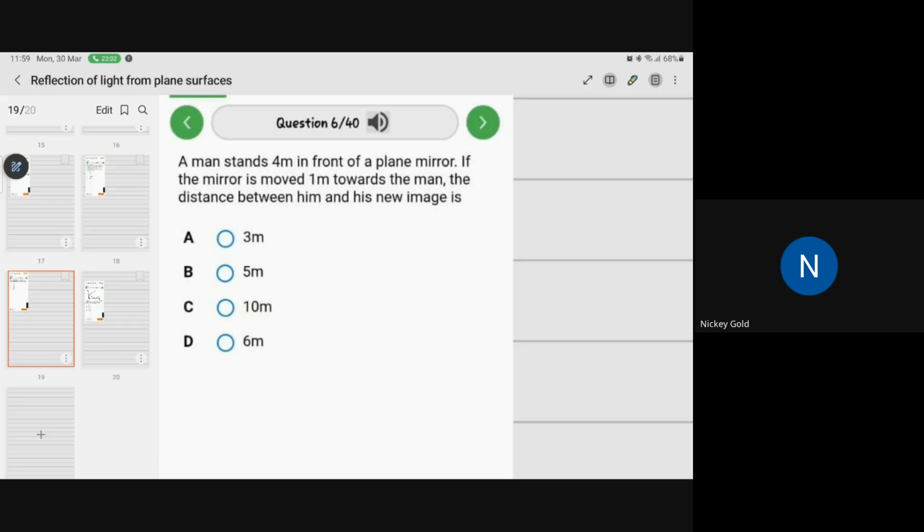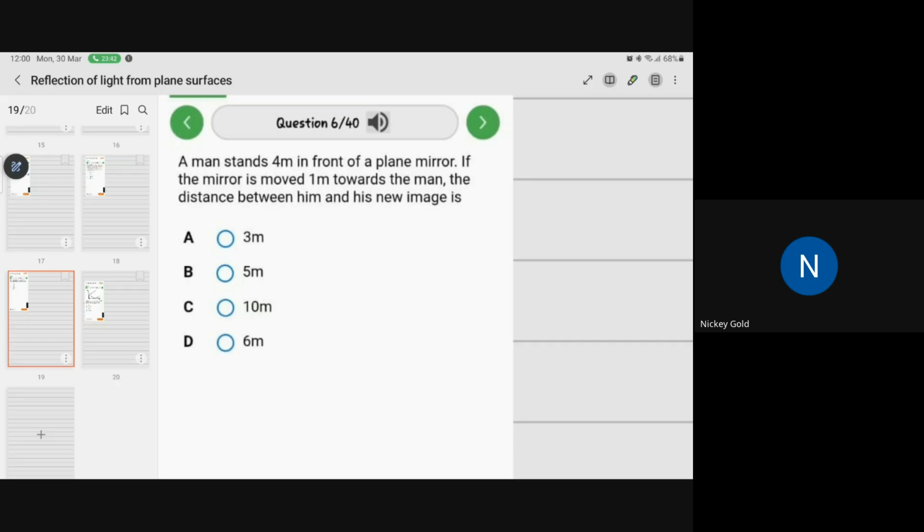So now, remember what we said about your plane mirror, right? They said a man stands 4 meters in front of a plane mirror. If the mirror is now moved 1 meter towards the man, the distance between him and his new image is what? Meso said, let me look at the options in the charts. Meso said 5. Paul said 6.